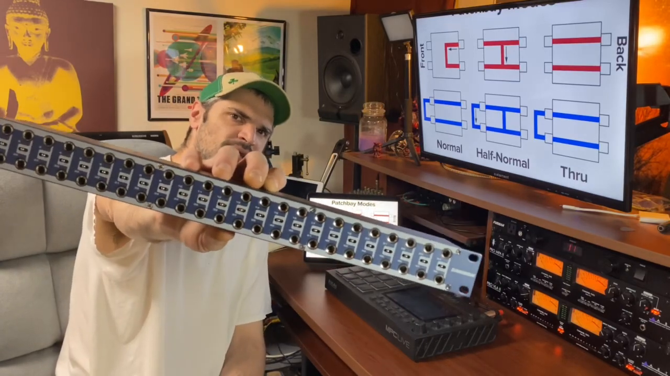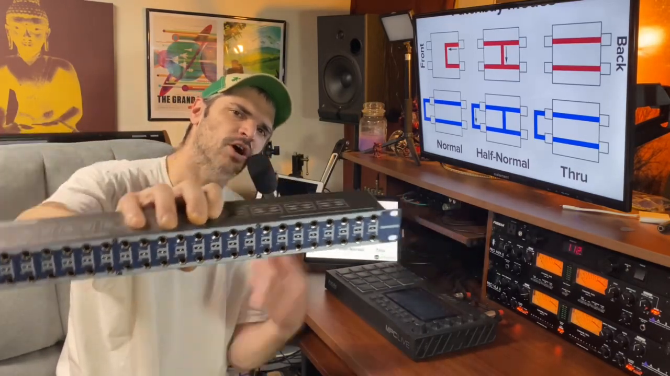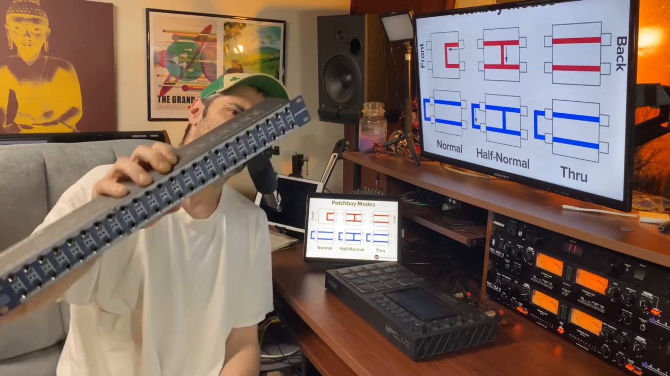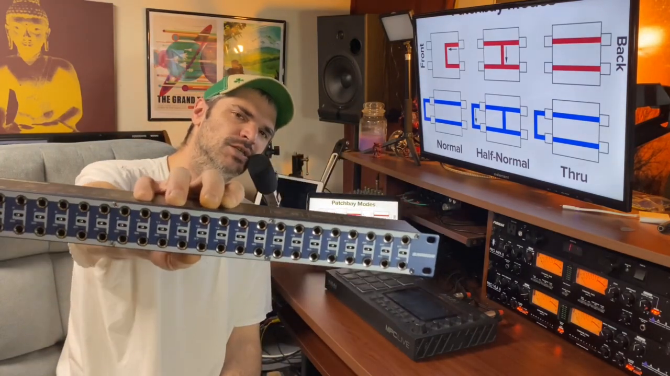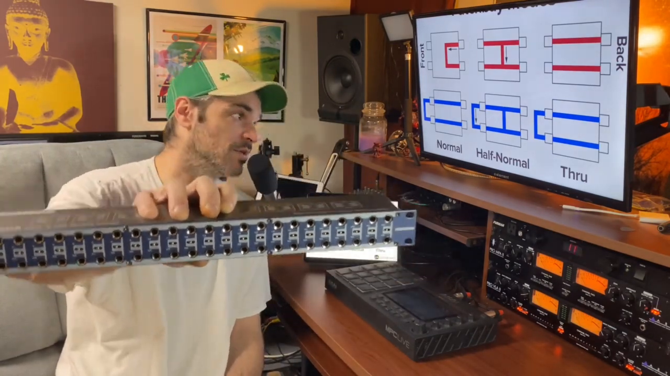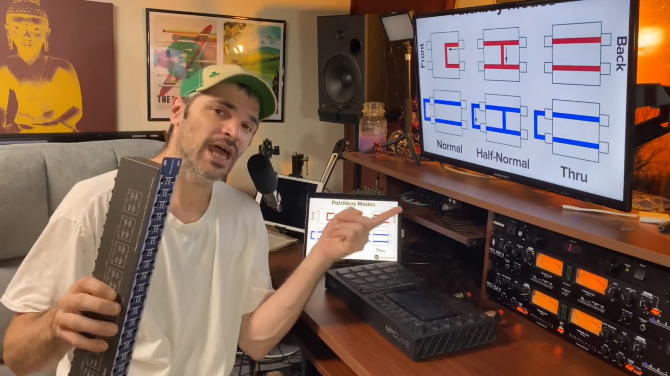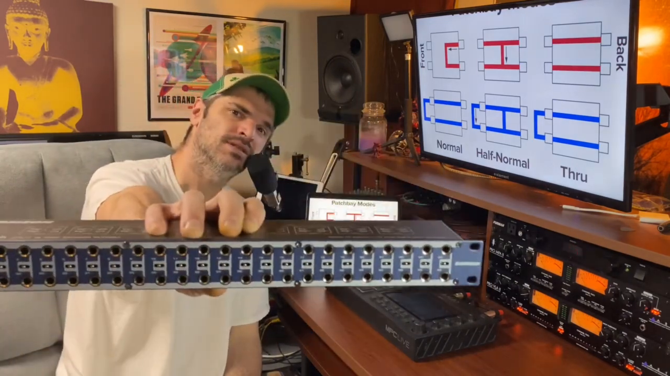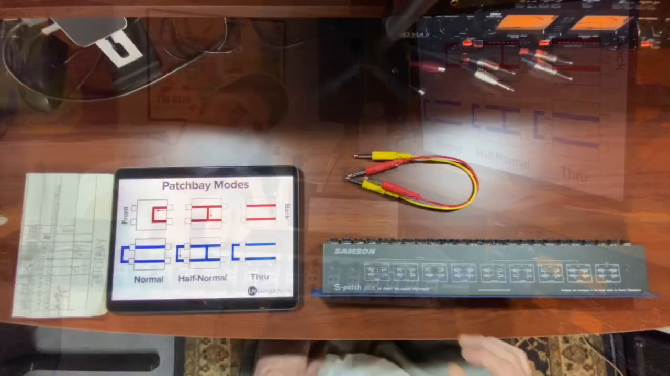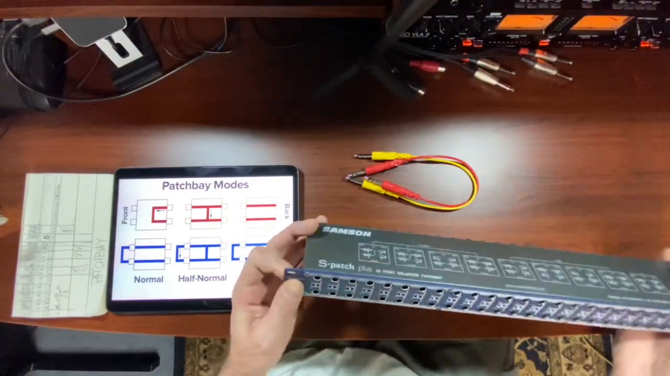This right here is a patch bay. This is how I run all my equipment in this room and do it very easily. I'm going to show you how I have this routed. I'm going to show you the differences between normal, half normal, and through. Let's get into it. Okay, so let's talk about patch bays real quick.